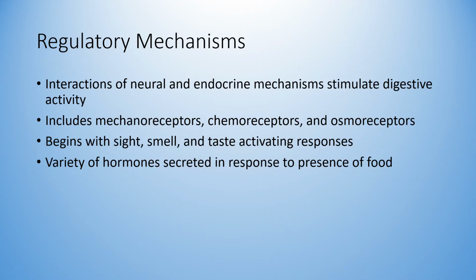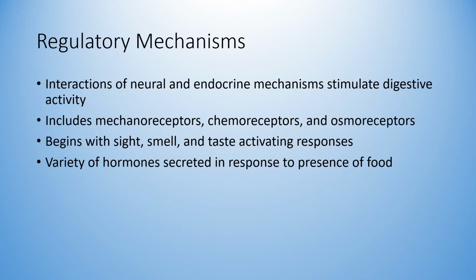So what are some of the regulatory mechanisms involved? Well, it's going to be involving both nerves and the endocrine system. They have to work together to stimulate the digestive activity. Chemical digestion is going to involve enzymes. Do you want the enzymes being made when you're not eating? No. So it all has to be coordinated and regulated. There's a lot of interactions that occur.